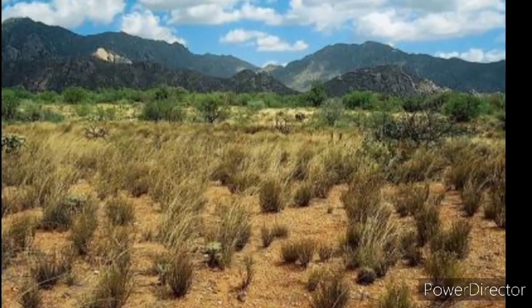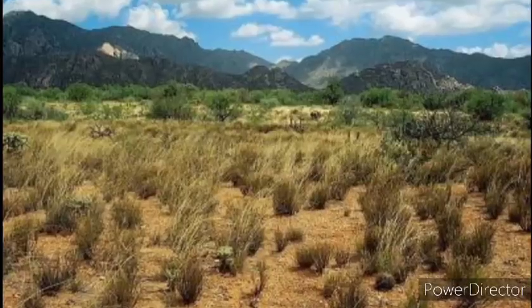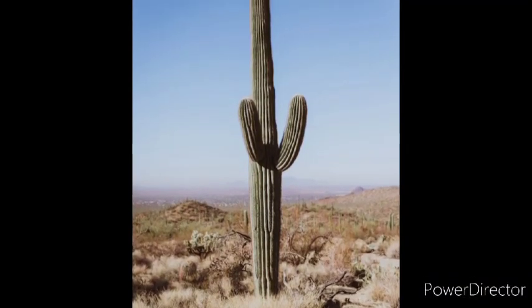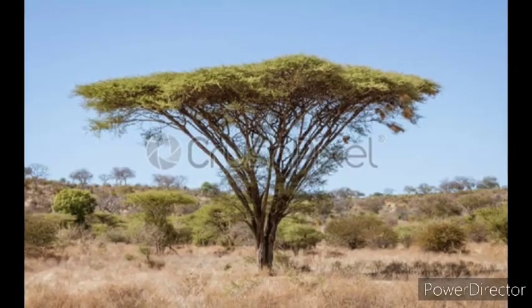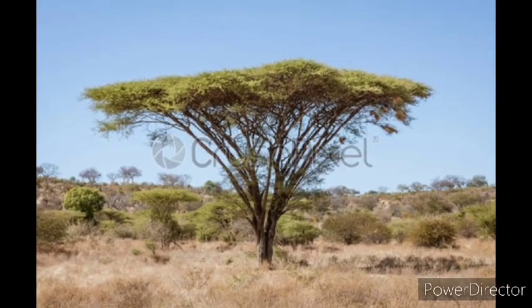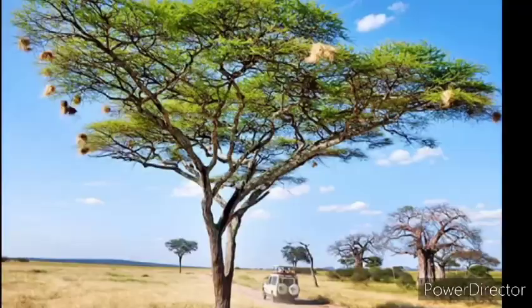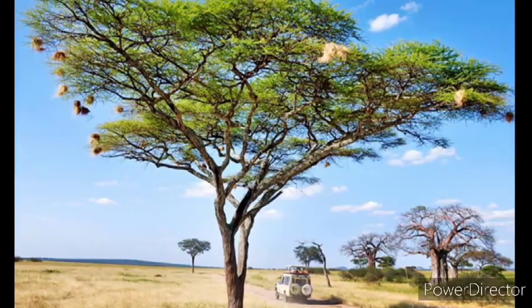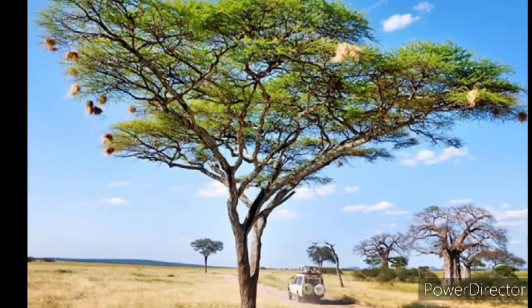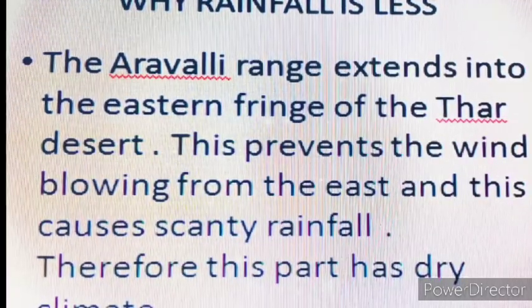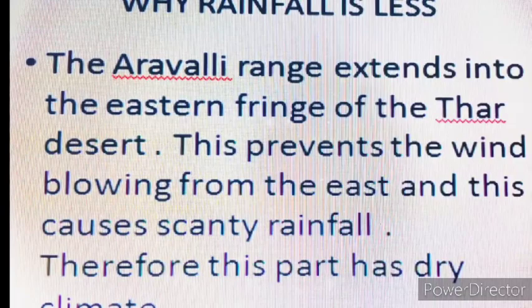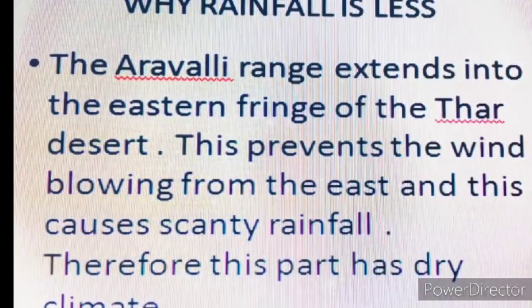Now, why do these deserts have less rainfall? Why does the Thar desert in India get less rainfall? What is the reason for that? Now we will see that. What is the reason for the less rainfall in this area of the Thar desert? The Aravalli mountain ranges extend into the eastern fringe of the Thar desert.